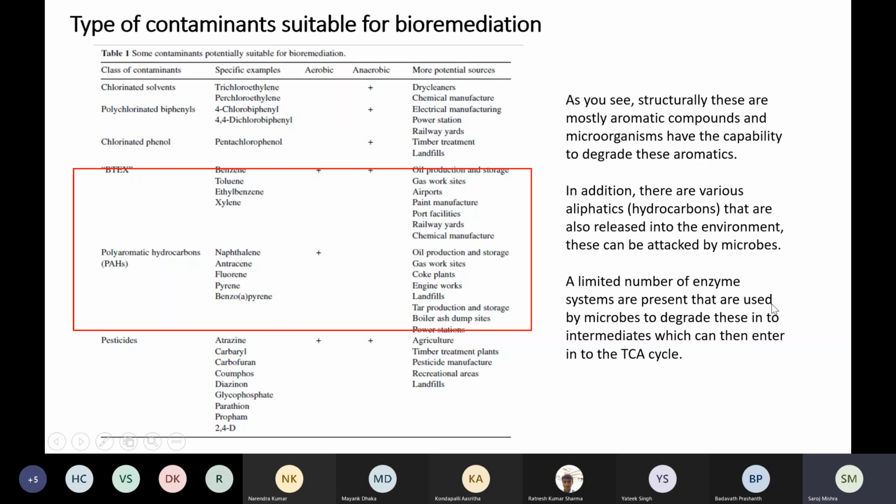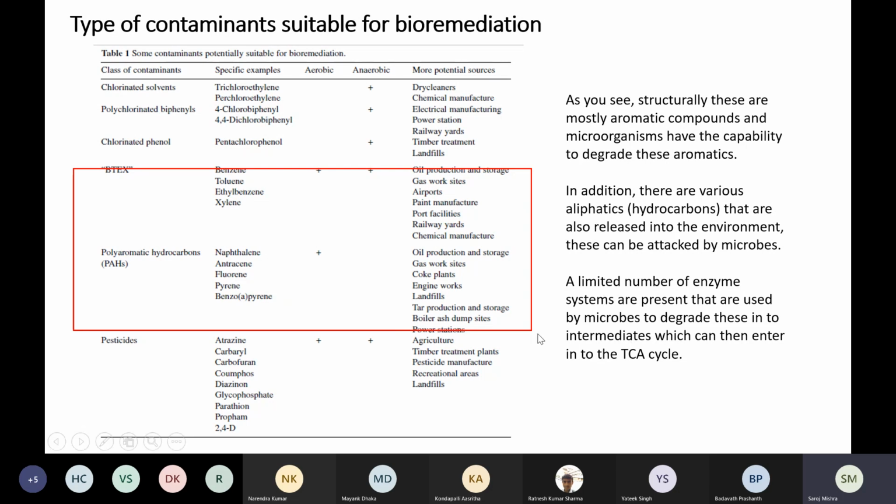And the third reason is that there are a limited number of enzyme systems present in the microbe, which are capable of degrading these into intermediates that can then enter the TCA cycle. That is the reason why we say that microbial remediation is a process which can successfully be applied to address hydrocarbon contaminants, either aliphatic or aromatic.